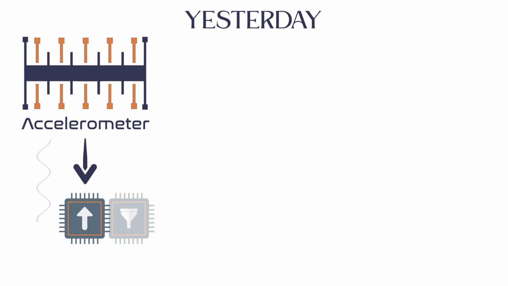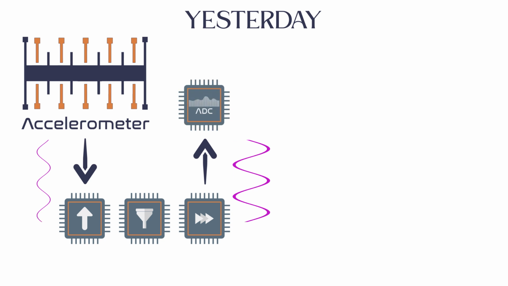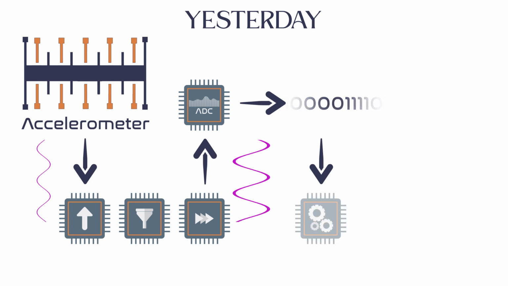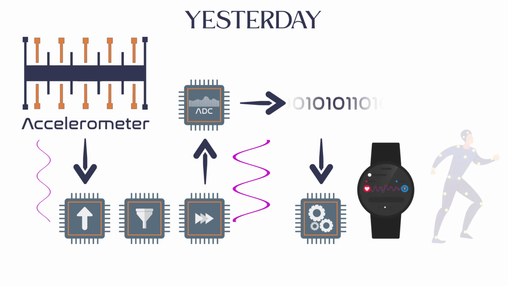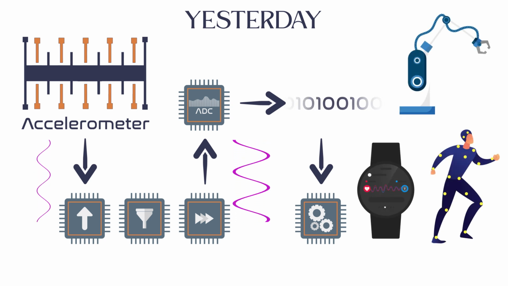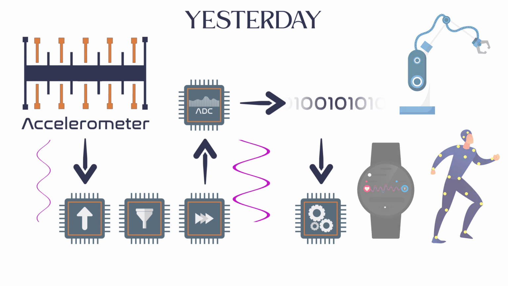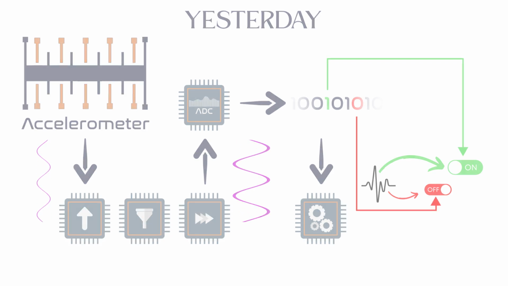In traditional accelerometer applications, what we can call yesterday's technology, the analog signal first passes through amplification, filtration, and other conditioning circuits to enhance its quality before going through an ADC circuit, converting the prepared signal into a digital form. After that, microcontrollers or software are used to interpret these signals. This is ideal for applications needing continuous monitoring and data processing. However, many applications don't require the entire signal profile. They only need a straightforward outcome, like a simple on-off switch.